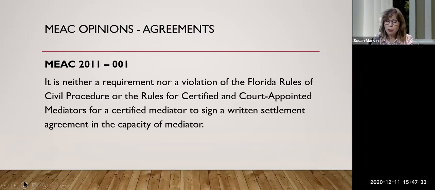Specifically, Rule 1.730(b), Rules of Civil Procedure, states in part, if a partial or final agreement is reached, it shall be reduced to writing and signed by the parties and their counsel, if any. So you notice that when we quote that rule, it does not say anything about the mediator signing. It's not required that the mediator sign.